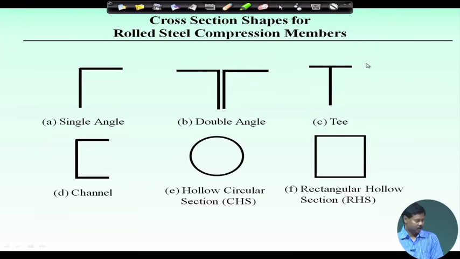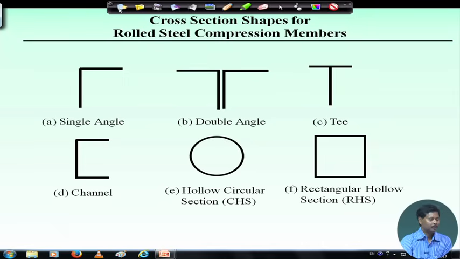Now, coming to the cross section of the member, in case of a column or compression member, different types of steel rolled sections available in the market can be used. Like single angle section. However, while using a single angle section, if the load acts on a leg of the member, then eccentricity will develop, and therefore torsional buckling will come into the picture. So, we have to take care of the strength of the member accordingly.